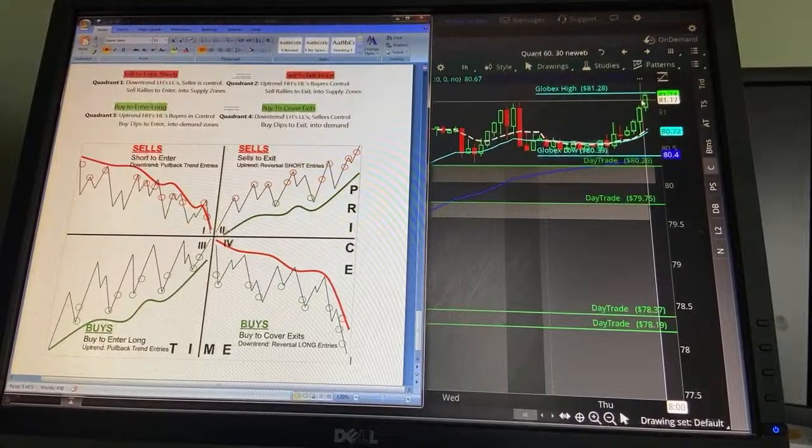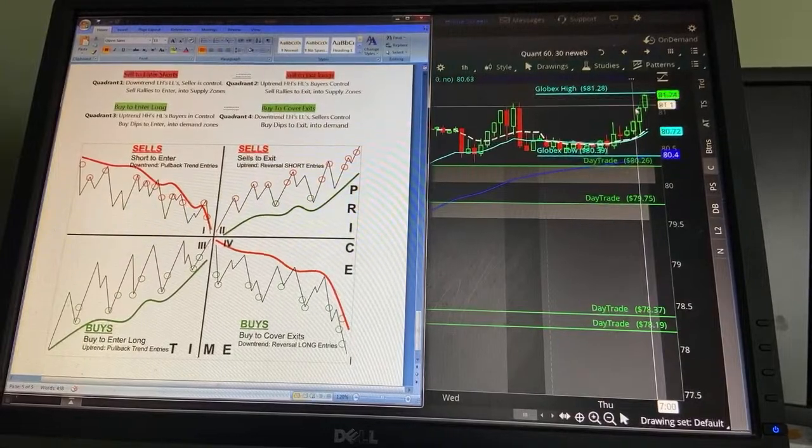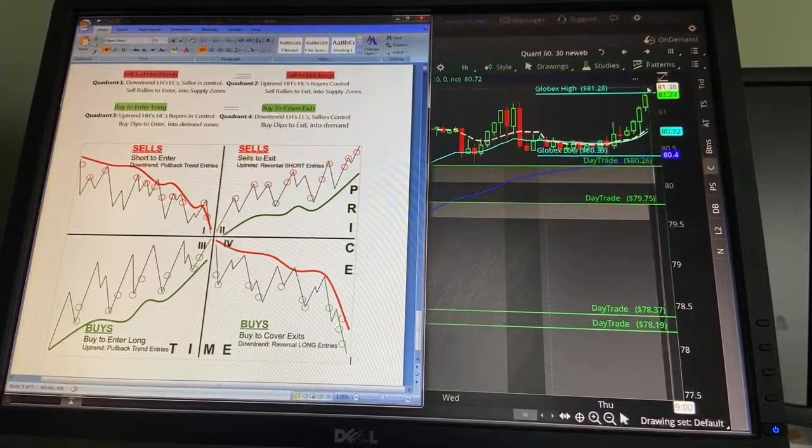Yeah, Santo, you're actually hoping it doesn't, right? Exactly, because you're already long, so of course you want that to continue to go and scale out on these new highs here.